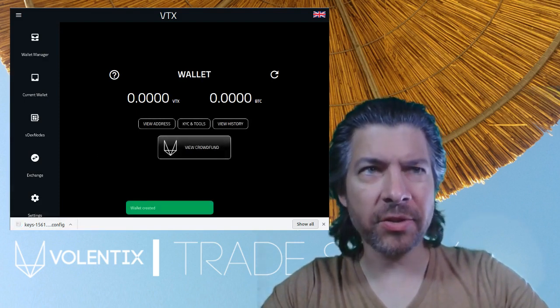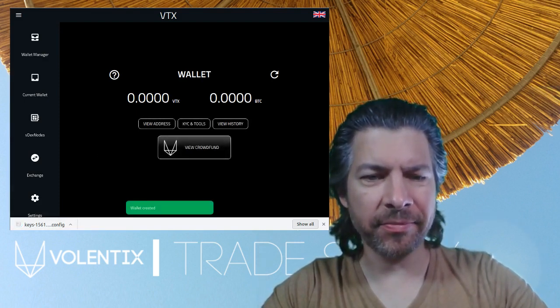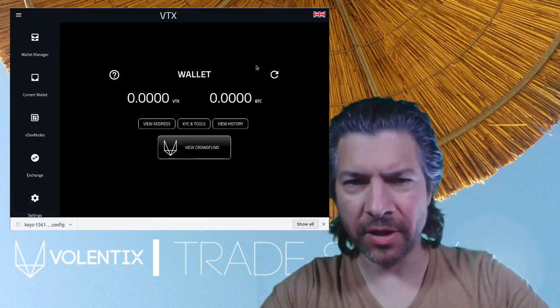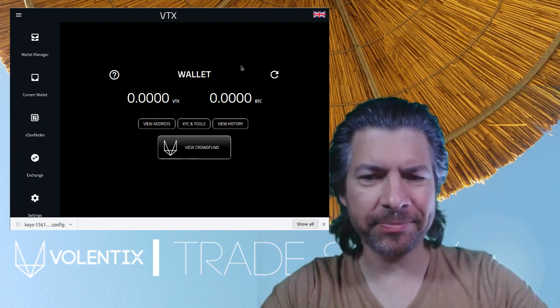That's it. A key was created. You could see it here, and the wallet as well. And so your private key is in here. It is not in the wallet at the moment.